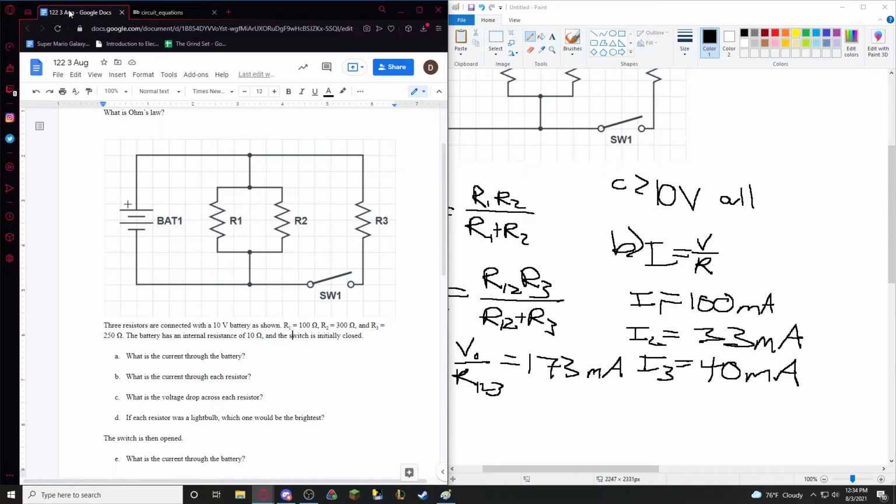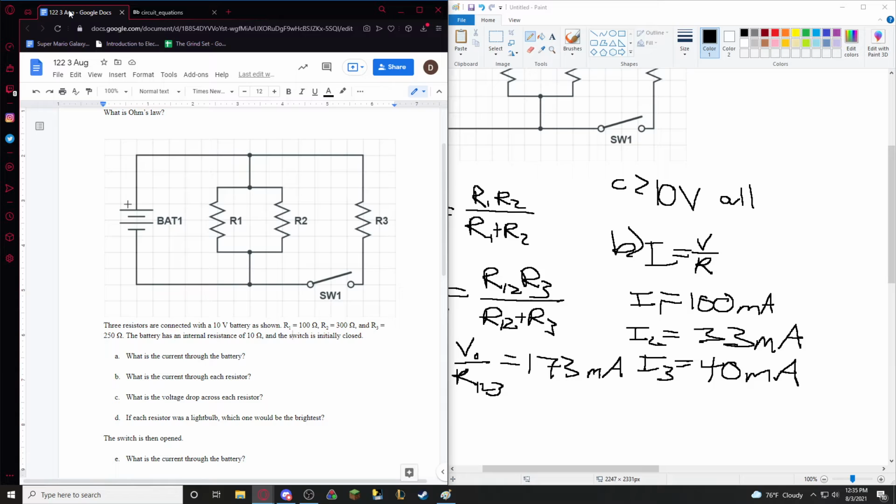So now, if each resistor was a light bulb, which one of these resistors would be the brightest, since we know the currents to each one? Wait, it's based off of current, isn't it? So would it be R1? It's not just based off current, but you're not wrong. It is R1. And voltage.